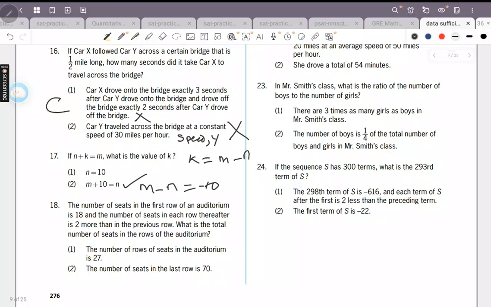The number of seats in the first row of an auditorium. Try it. Let me see. It's something we have done in problem solving. One is sufficient. Okay. And two is sufficient. So both are sufficient on their own. Why is one sufficient?